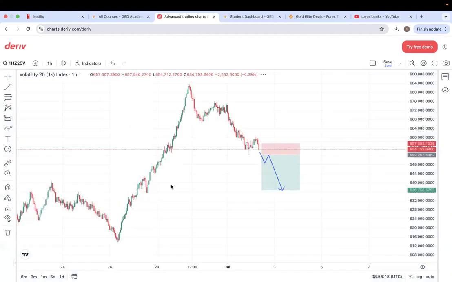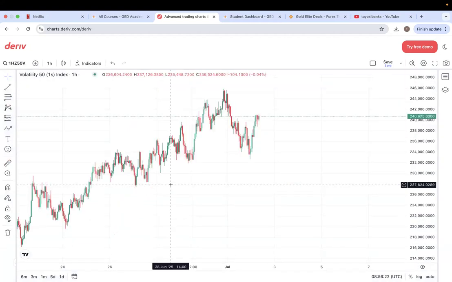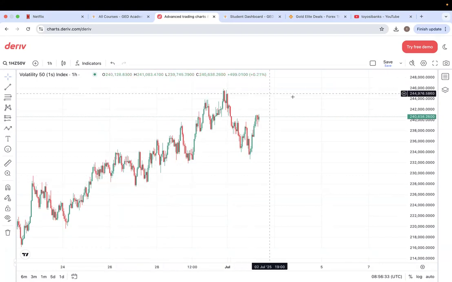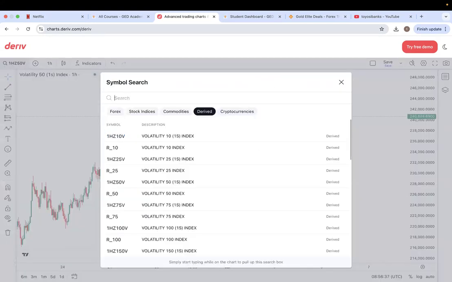Now let's look at one more pair, 51s. Let's see what we can get on 51s. Okay, for 51s, I really can't see anything straight. Now let's look at another pair.